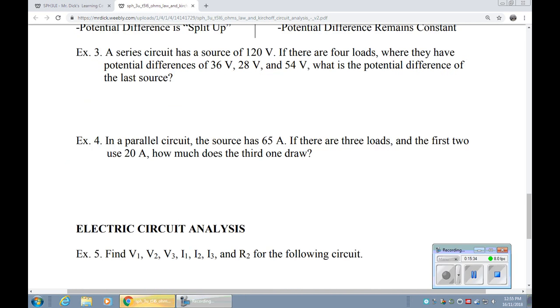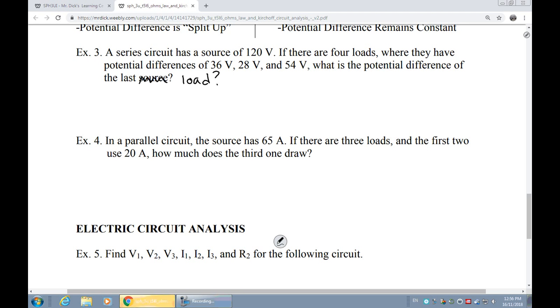So let's take a look at a couple of specific examples of places where Kirchhoff's laws might help us. Let's say we have a series circuit, and we know that the source has 120 volts being supplied, and we know there are 4 loads with different potential differences. If we know 3 of those loads, we should be able to figure out the potential difference of the last load. And that's just a little typo in your notes. This shouldn't say last source. We really want to find the last load.